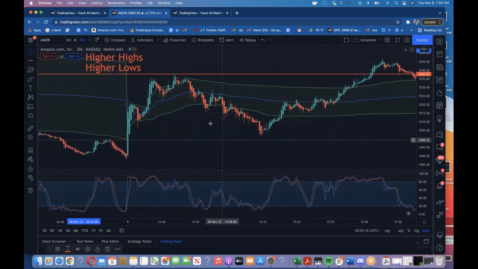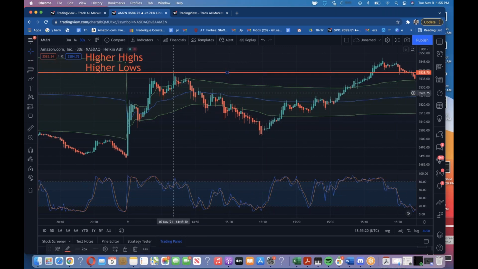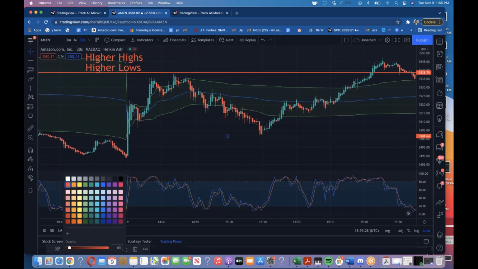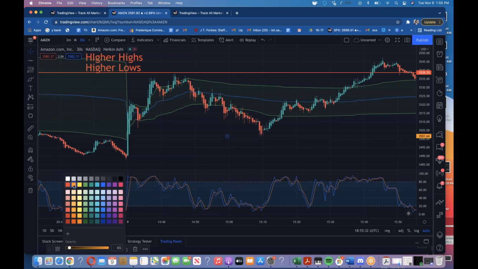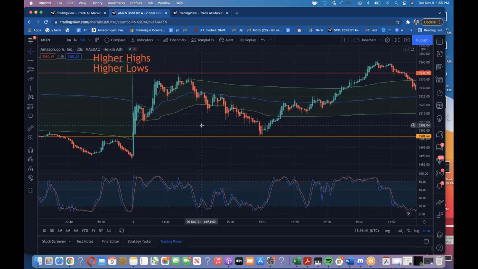So on the stock here, Amazon made the high of the day right here, and we actually just made a new high of the day, right? We also had a low right here, and I'll go ahead and turn this low orange. Orange is going to be kind of support or low, and red will be resistance, kind of like the high, right?